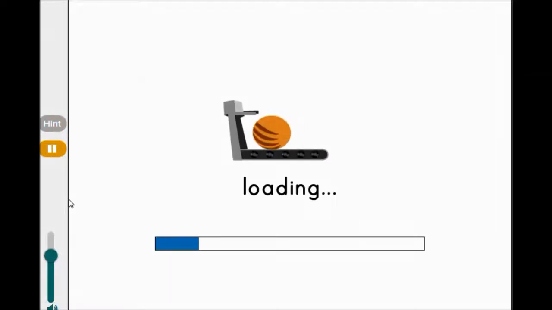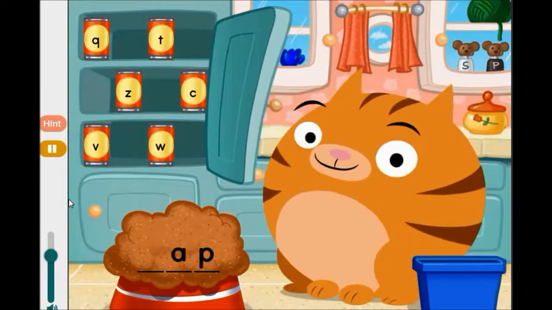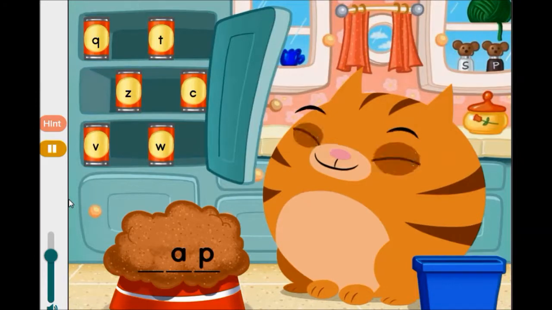We're playing this game. Rolly is hungry for words. Make words by filling in the missing letter. Click on a letter to put it in the word. Make words ending in ap. Let's make words ending in ap.